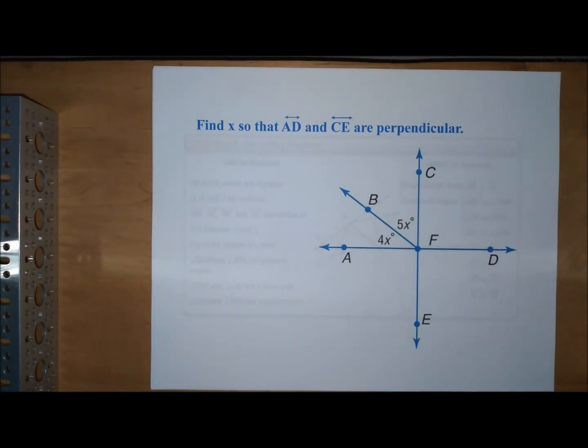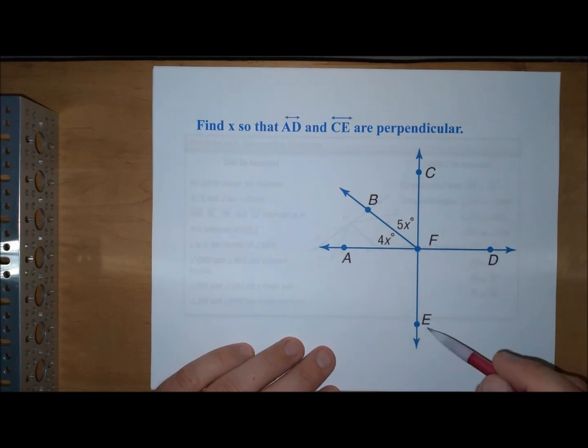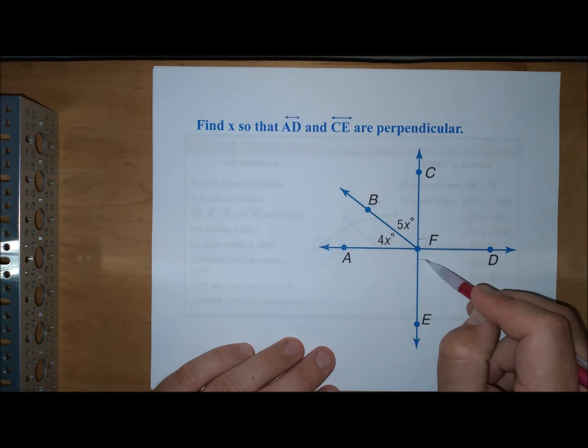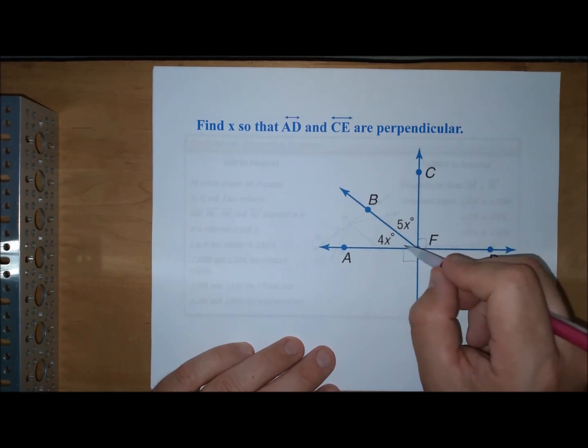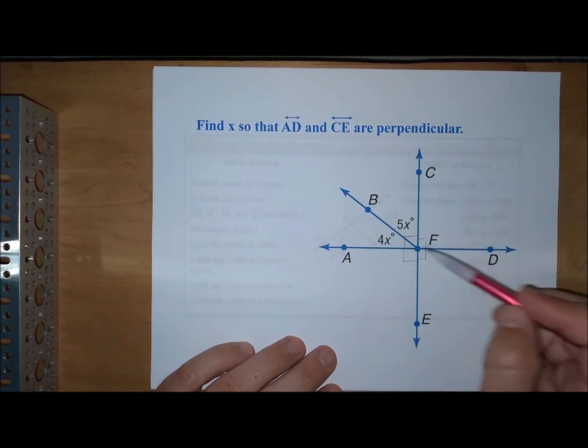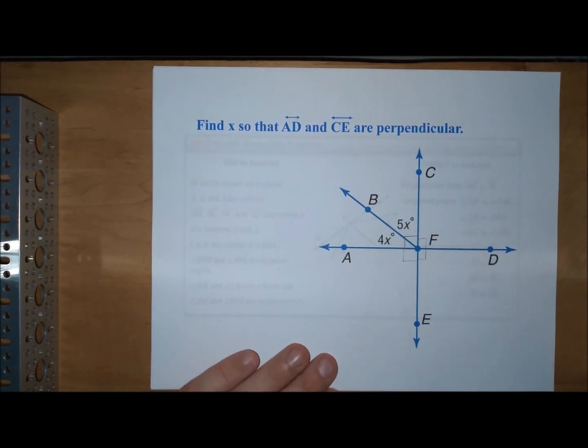All right, here could we find x so that AD and CE are perpendicular? Great place to pause the video if you want to try this one yourself and see if you got the hang of it. If these two lines are going to be perpendicular, then all four of these angles are going to have to be right angles, right? Including this one, where we have these two angles that are represented by these expressions, 4x and 5x.